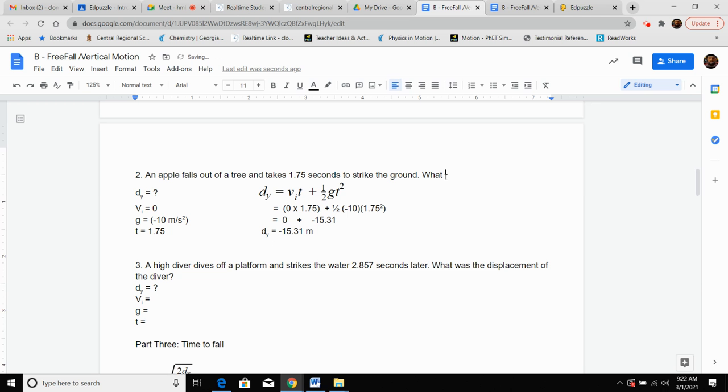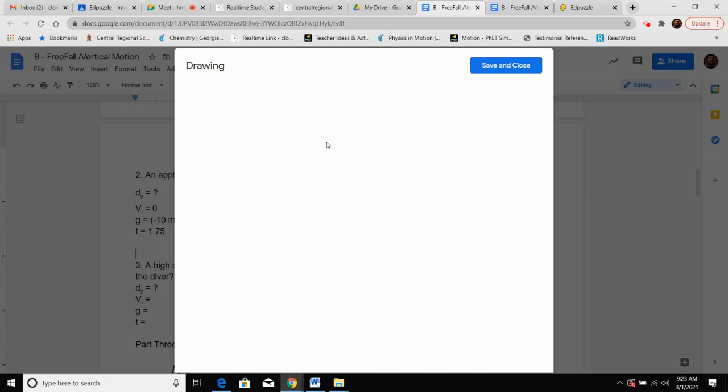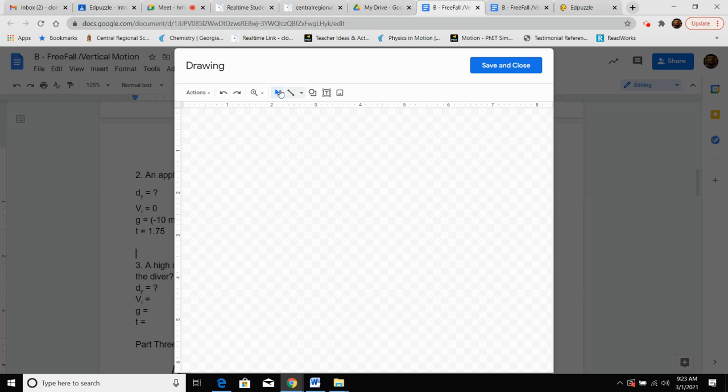Now, this question, I just chopped it off. What is the displacement? If it asks you for the height, can you guys have a negative height? No. So think about it like this, right? If I just make a quick little drawing.